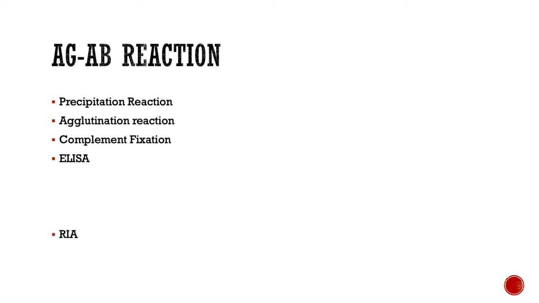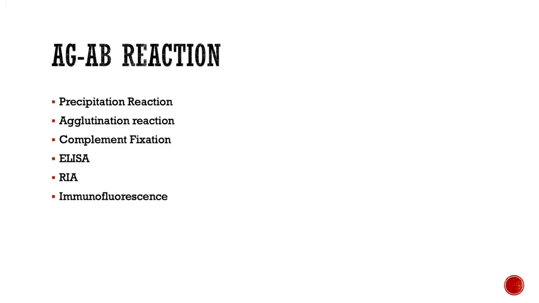The first one we can see is the precipitation reaction, then the agglutination reaction, complement fixation, ELISA, and RIA. ELISA means enzyme linked immunosorbent assay, and RIA means radioimmunoassay. Then immunofluorescence. So these are the basic types of antigen antibody reaction.